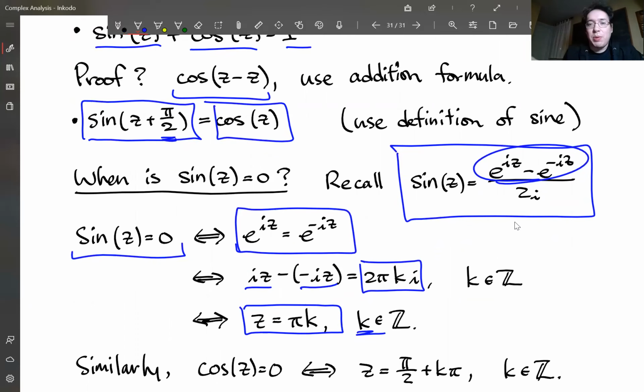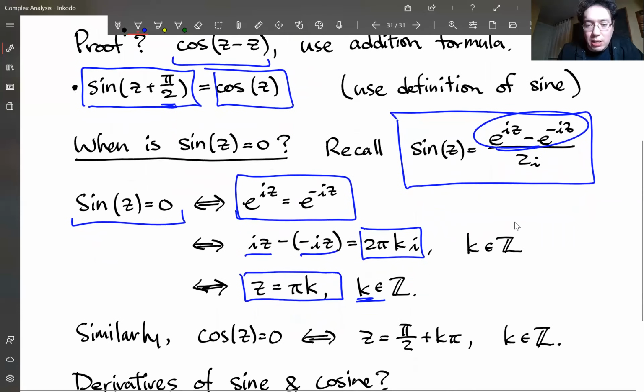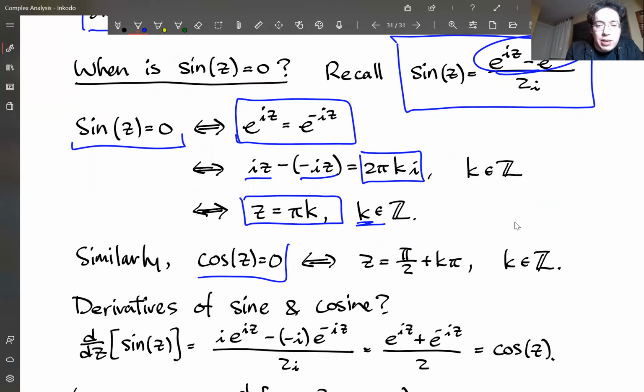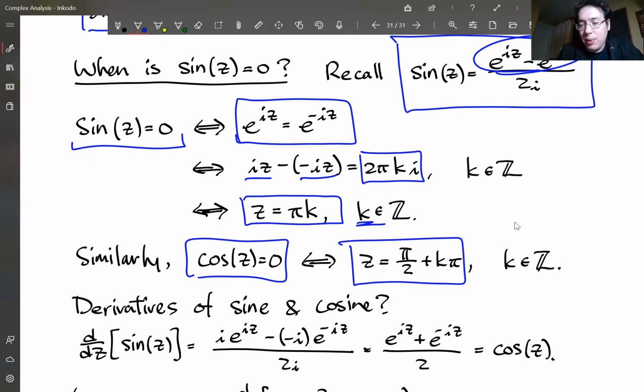And this is exactly what we know from the real function, but it also tells us that there are no other zeros. Sine function is only equal to 0 on the real axis. It doesn't turn into 0 with any kind of other complex inputs. You could do the exact same thing for cosine. Cosine is equal to 0 only when z is equal to pi over 2 plus some multiple of pi.